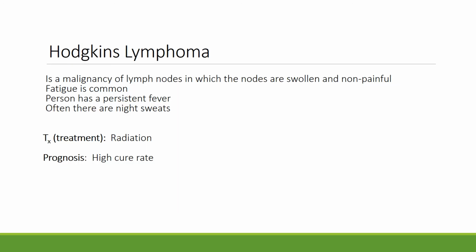Hodgkin's lymphoma is a malignancy of lymph nodes. The nodes are swollen but non-painful. They're located most often in the neck, under the arm, or in the groin. Fatigue is common, weight loss is common, and the person has a persistent fever. Often there are night sweats. The treatment for Hodgkin's lymphoma is radiation. The prognosis, or the likely course of the disease, is there's a high cure rate.